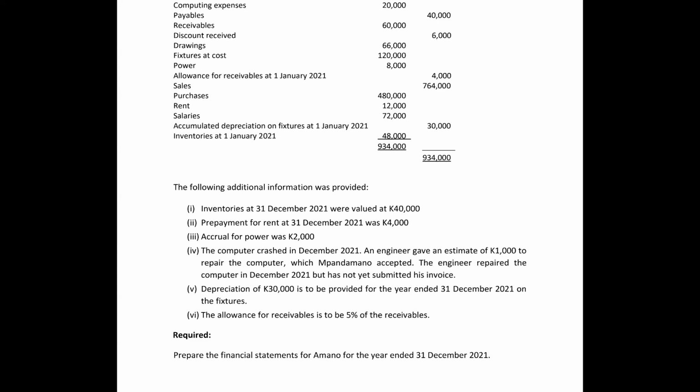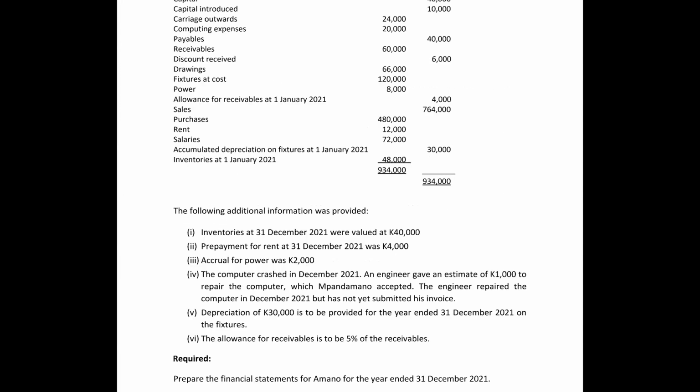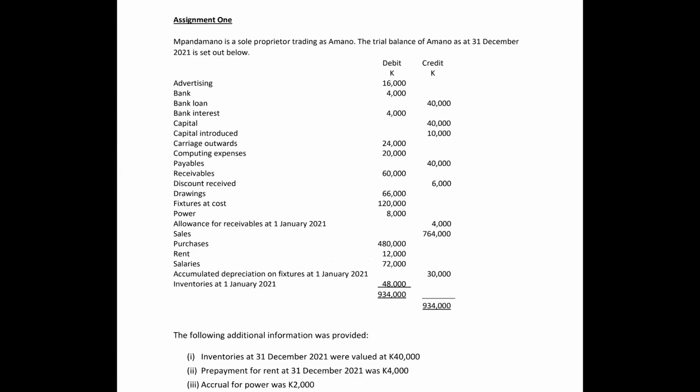Why should you consider this one first? It's because if it is a reduction in the allowance for receivables, you have to add it in the trading account. So if you just go straight to solving without looking at that, you may find in the additional information that there was a reduction in the allowance for receivables that will affect your trial balance. So it is very important that you do that.